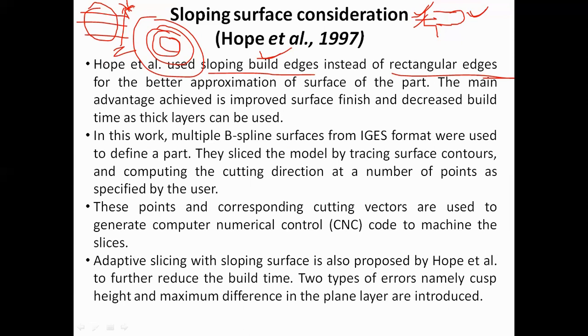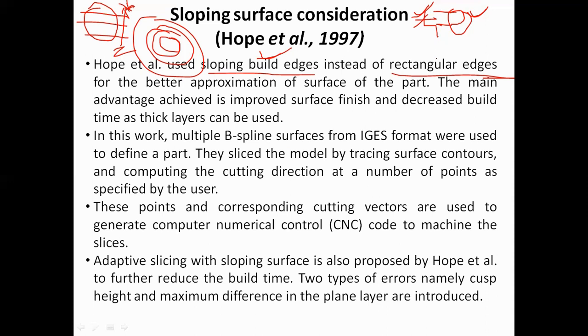What happened over here was that the layer thicknesses were generally coming out almost uniform. Very minor variation was happening because more emphasis was on the edge profile and the contour. So slicing was generally in a uniform standard. In 2000, he again proposed a new method of adaptive slicing with sloping surfaces, which could not only better the surface quality but also reduce the build time.